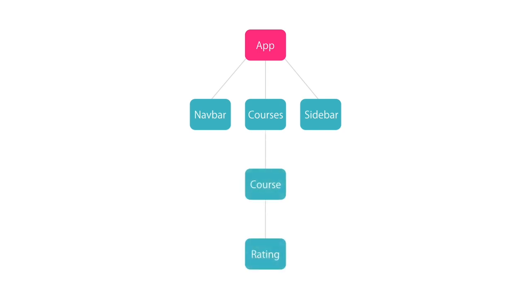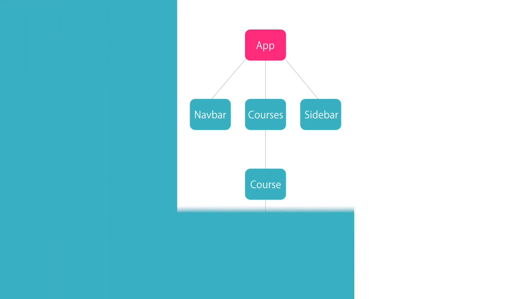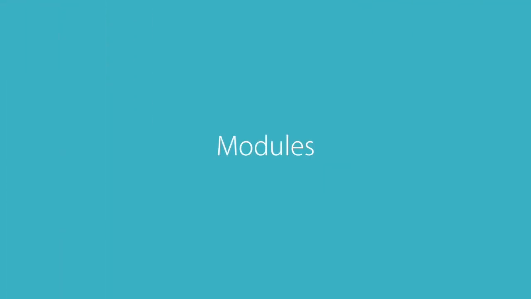Now, in Angular, we also have another concept called modules. A module is a container for a group of related components. Every Angular app has at least one module, which we call app module. As your application grows, you may want to break that module into smaller, more maintainable modules.